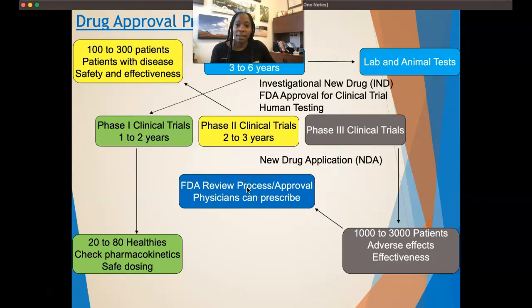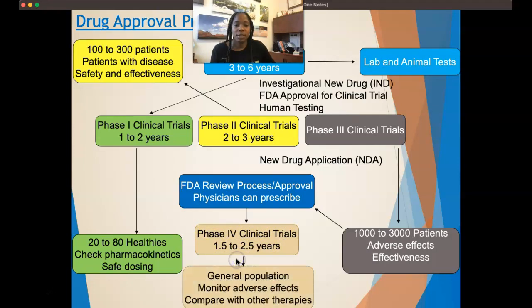Okay, so then the next step is, if we submit the new drug application, then the FDA will review that, and if all is positive, then you'll get approval for physicians to prescribe. And we move into what we call our phase 4 clinical trials, which are about 1.5 to 2 years. And in there, what we're doing is just prescribing the drug to the general population, and we're monitoring for adverse side effects. We're also comparing it to other therapies that are on the market.